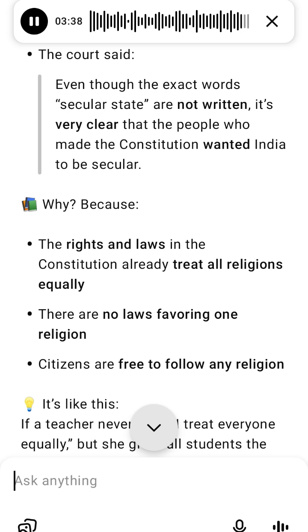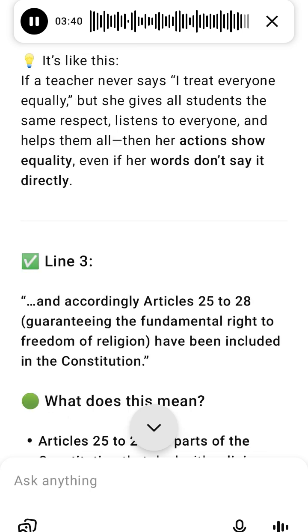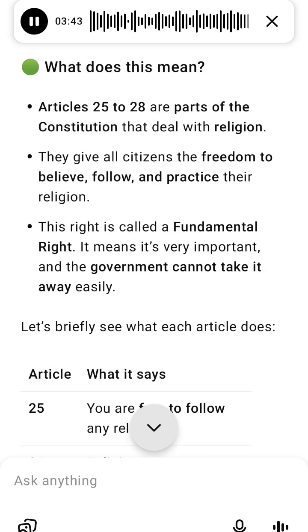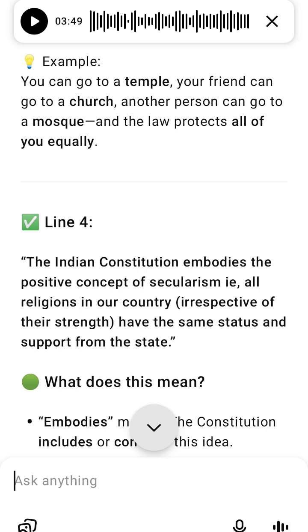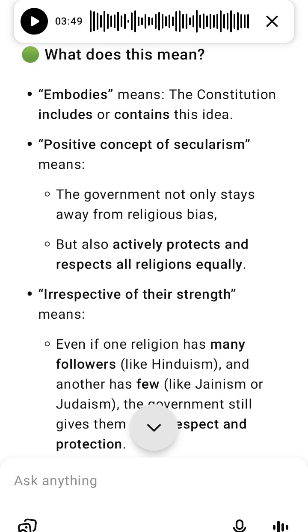3. What did the Supreme Court say? In 1974, the Supreme Court of India stated clearly that, even though the word secular was not written in the Constitution, the founders of the Constitution, the people who wrote it, clearly intended India to be a secular state. This means that secularism was part of India's foundation, even before the word was added officially.